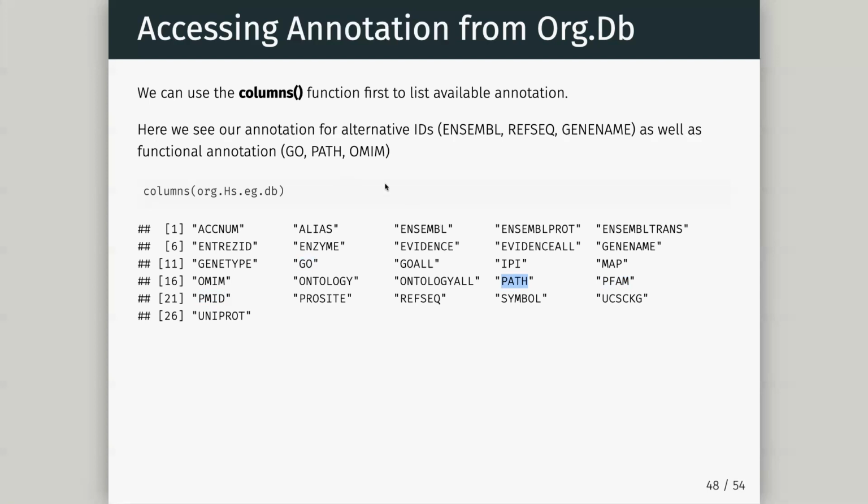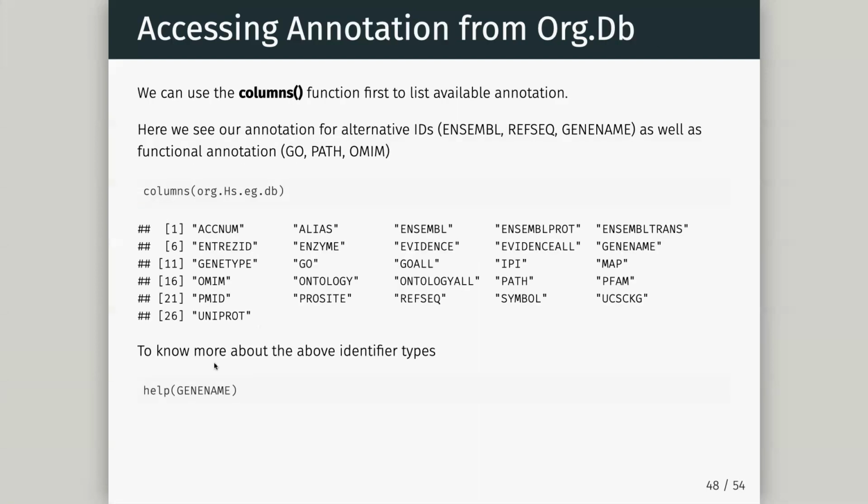OMIM, which is Online Mendelian Inheritance in Man or something. But it's effectively a disease database, SNPs which cause diseases. Mendelian Inheritance in Man. If you want to know more about the identifier types, you can do help, and then the gene name. So help, help gene name will actually tell you a little bit about this.